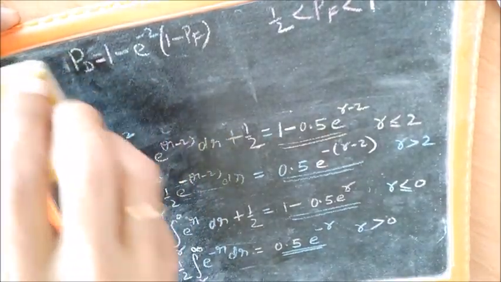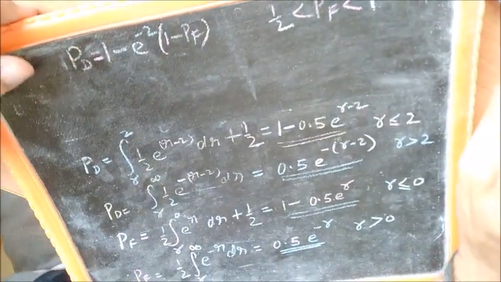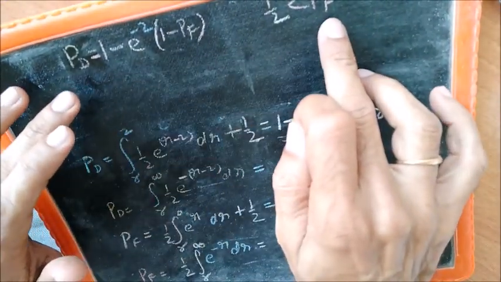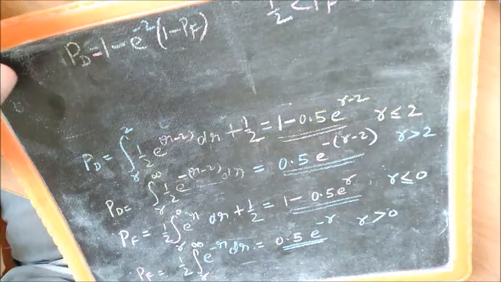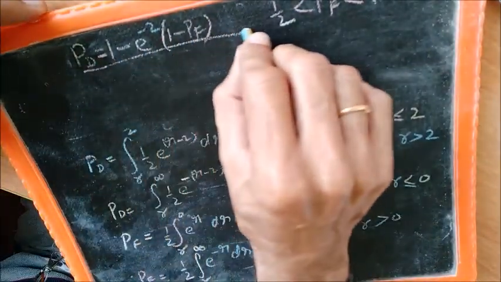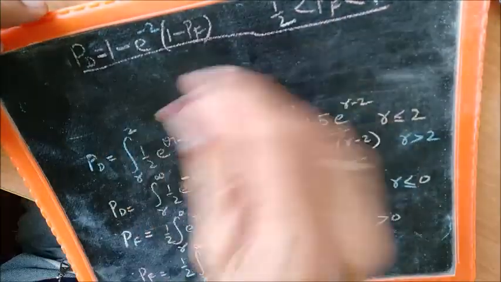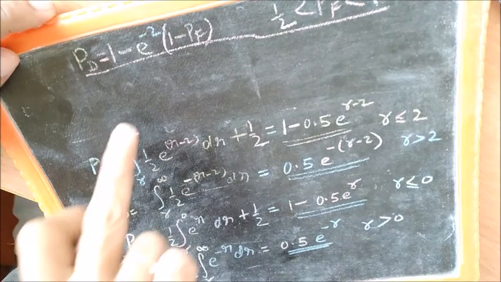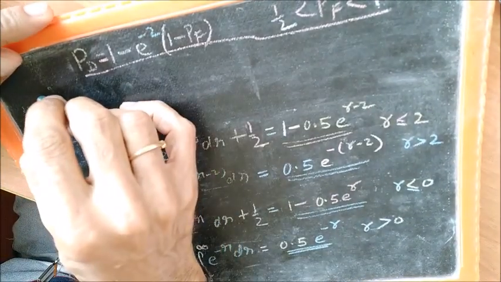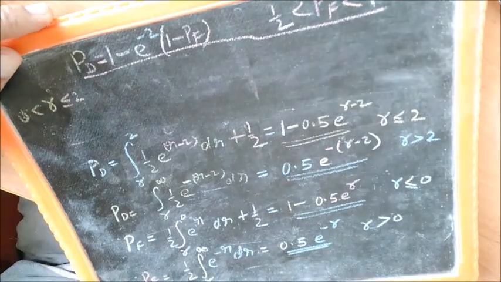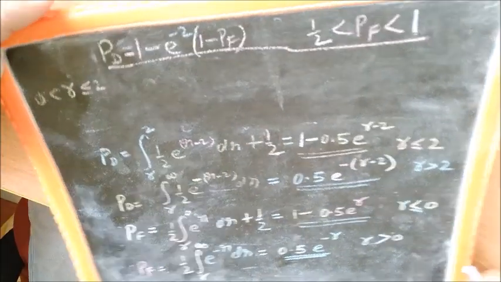So we have now successfully converted one set. We have been able to identify one set of PD and PF values which are valid for PF from 1 by 2 to 1. Similarly, now we go for the next range. So this I will just underline and keep it ready here so that we can plot it next. Now we considered the range gamma less than or equal to 0. Next we consider the range gamma greater than 0, less than or equal to 2.